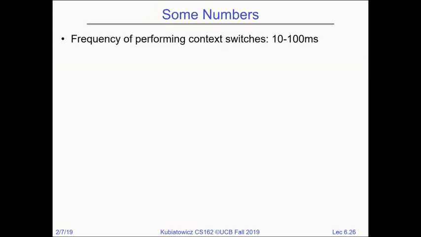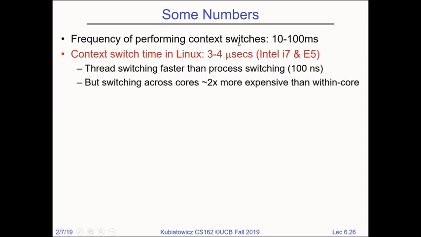So what are some numbers here? These are good things to have in the back of your brain. For instance, the frequency of performing context switches, 10 to 100 milliseconds is not uncommon. That's how often you do it. Context switch time might take 3 to 4 microseconds. So that's much longer maybe than you thought. It's not just a few instructions.